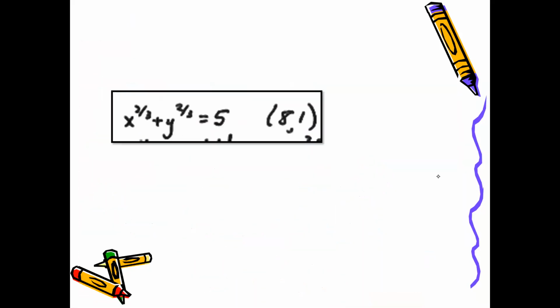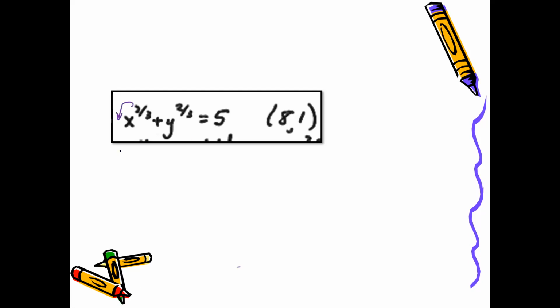All right, let's go and take a look at question number 2. Question number 2 asks you to find the slope using implicit differentiation at the point (8, 1). This one is not so much a difficult question as it is a review of your skills with exponential powers from Algebra 1.